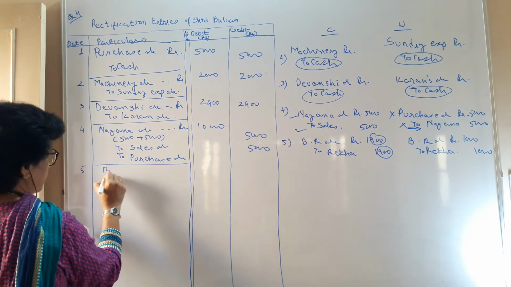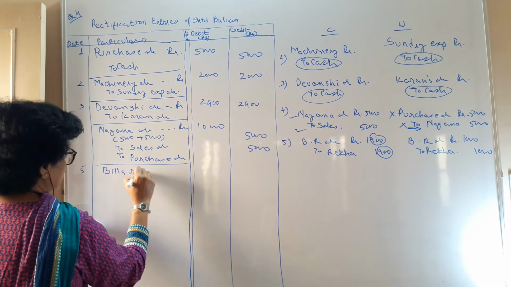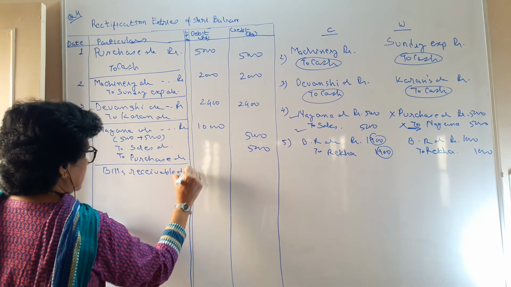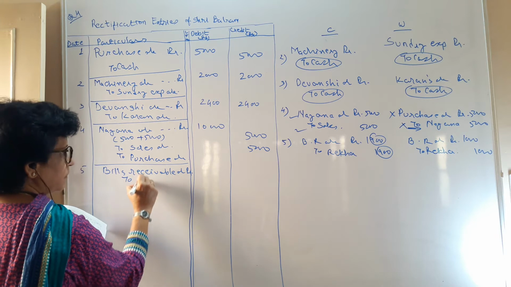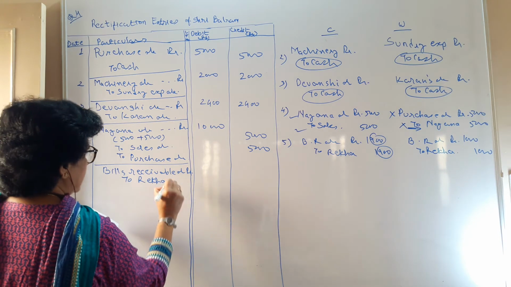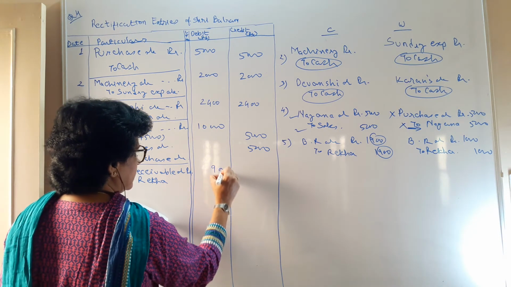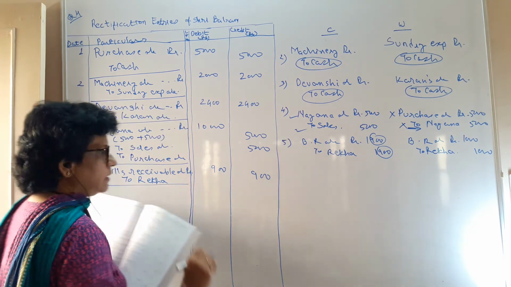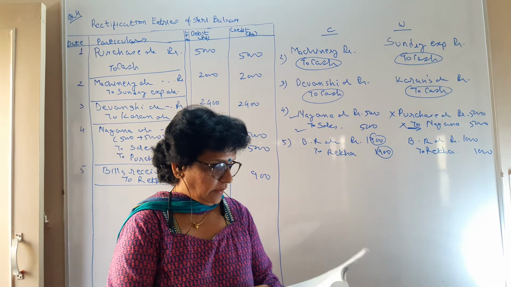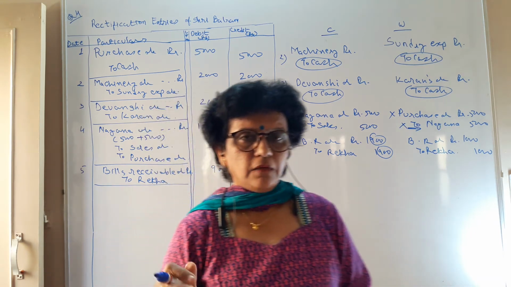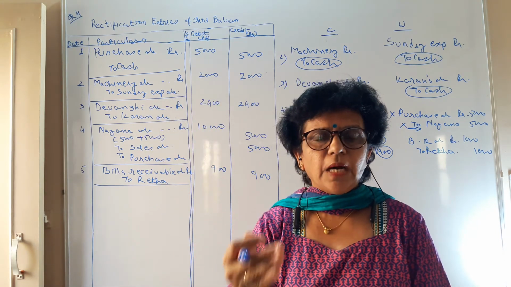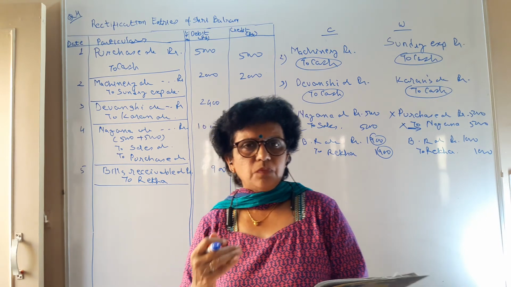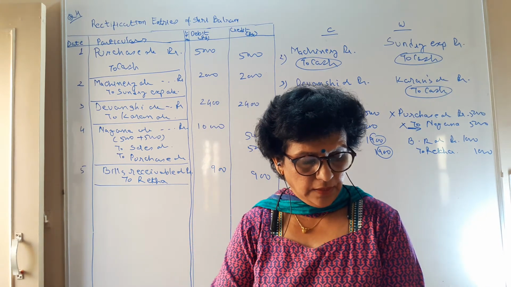So to rectify this, the correct journal entry is only with the 900 amount. Number 5, bills receivable account debit to Rekha's account only 900, because 1000 is already recorded. The remaining portion is to be recorded. Narration is being rectification journal entry for part omission, or you can say recorded transaction with a lesser amount, 900.